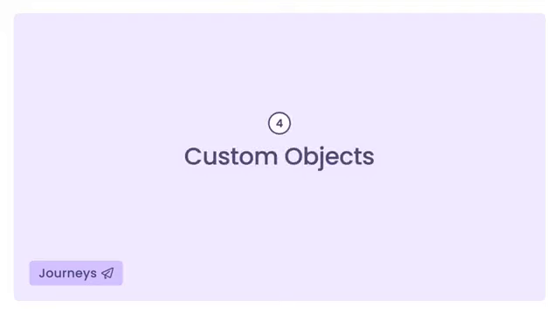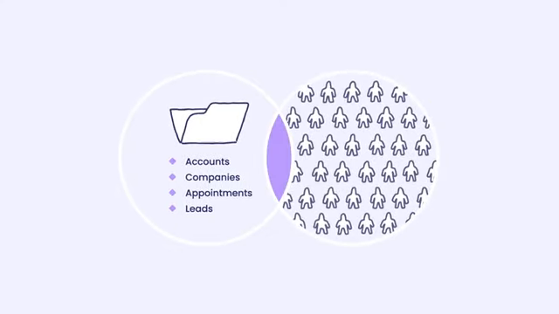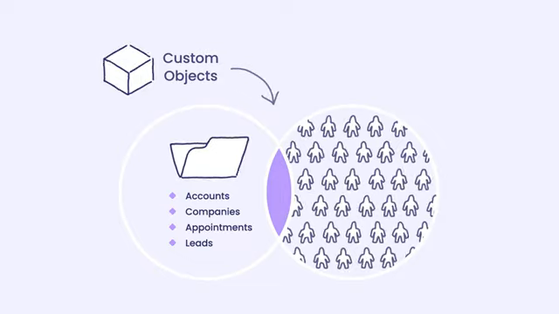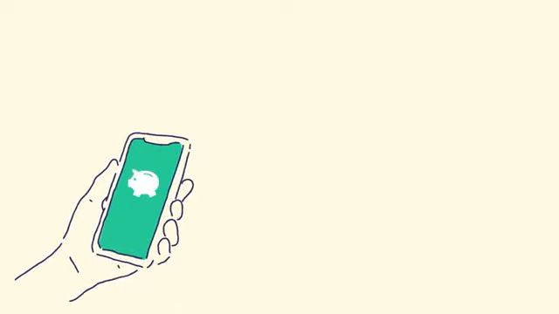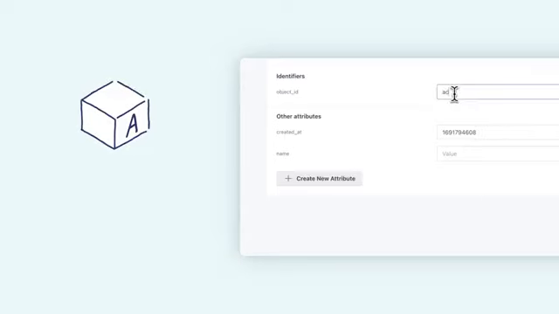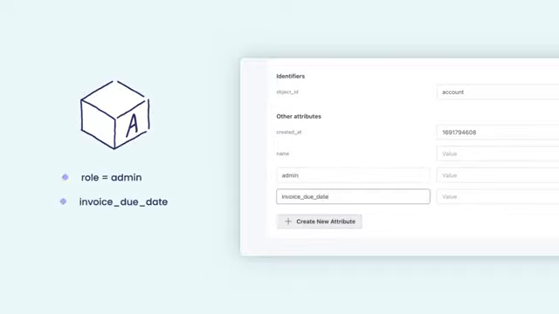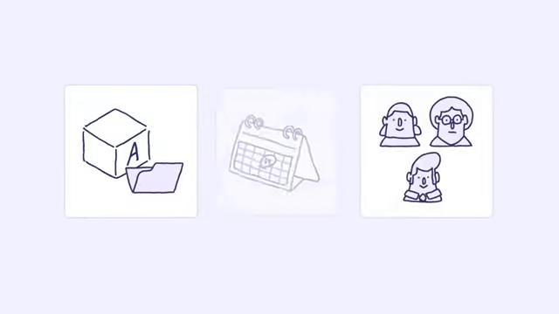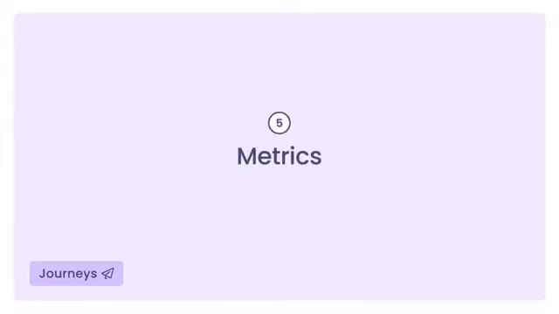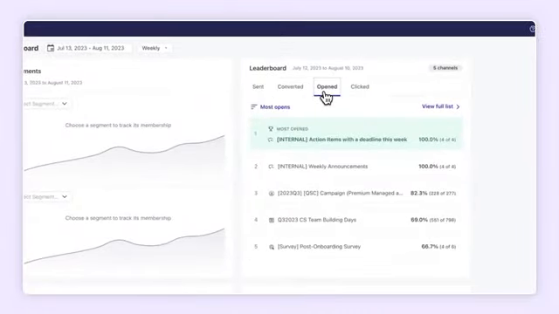Custom objects. What about triggering messages by how non-customer data relates to your customers? That's where custom objects come in. Let's go back to the fintech example, focusing on their enterprise offering. They have several enterprise accounts and want to trigger messages based on changes within those accounts. With an account object, you can create object attributes like admin and invoice due dates. Now we can use the account object data to trigger a reminder campaign targeting all admins when the invoice due date is approaching.